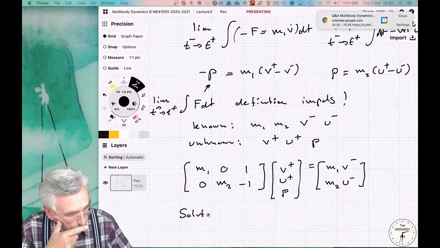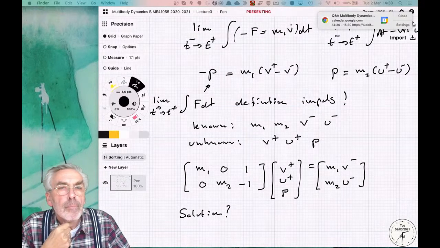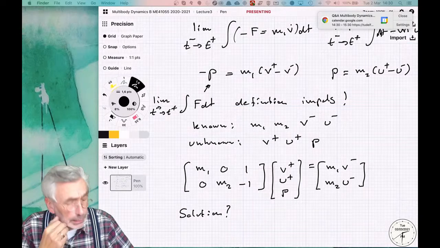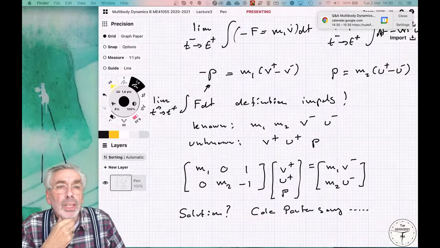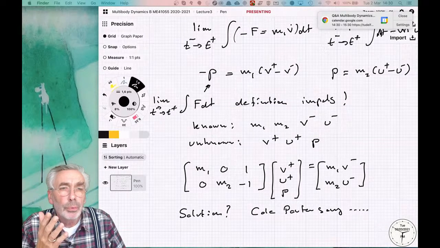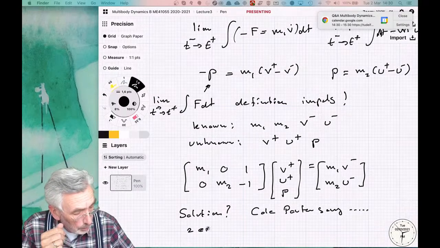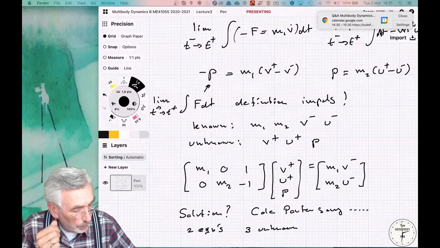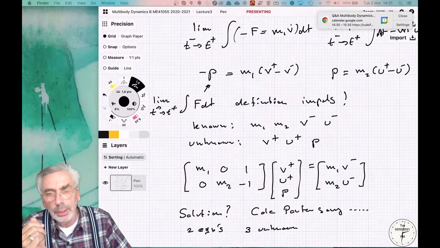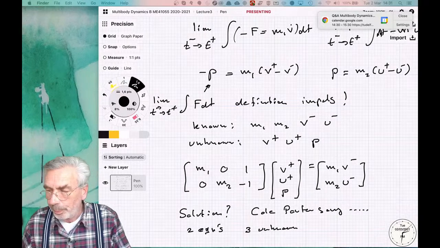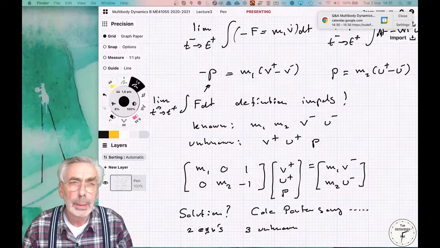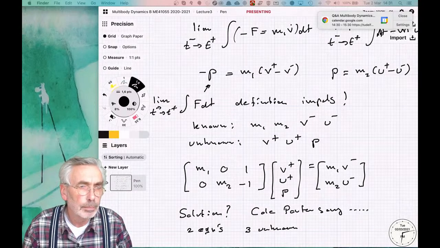What is the solution to this problem? Anyway, we have two equations and three unknowns. So we cannot solve that, right? At least for linear equations, maybe in a non-linear case. So what to do? How can we solve that? We need some extra information.